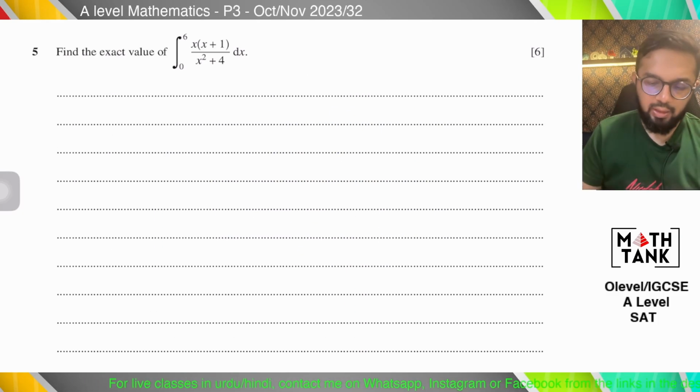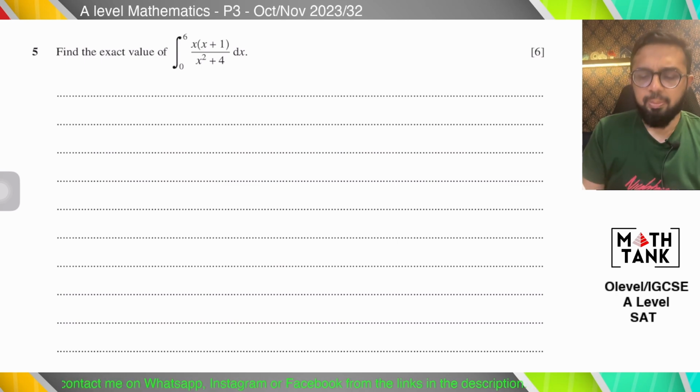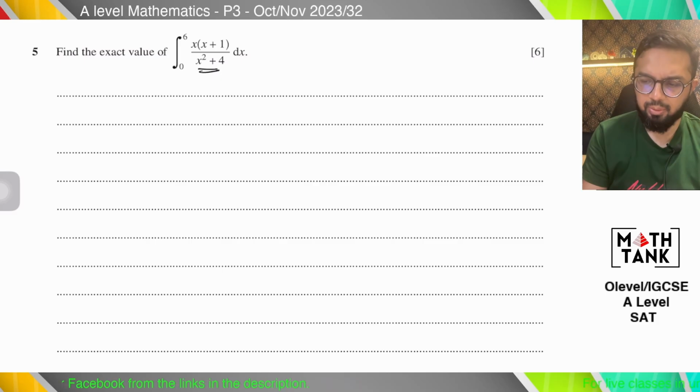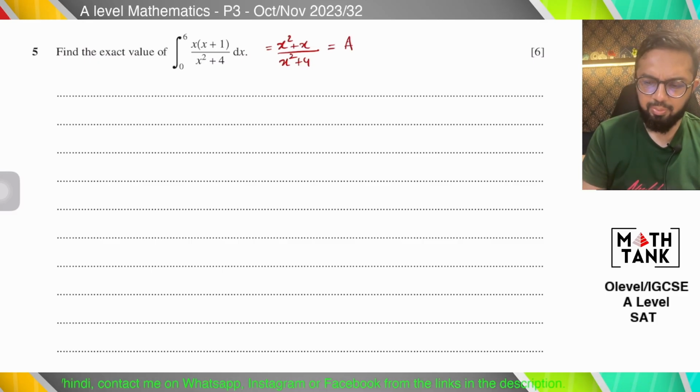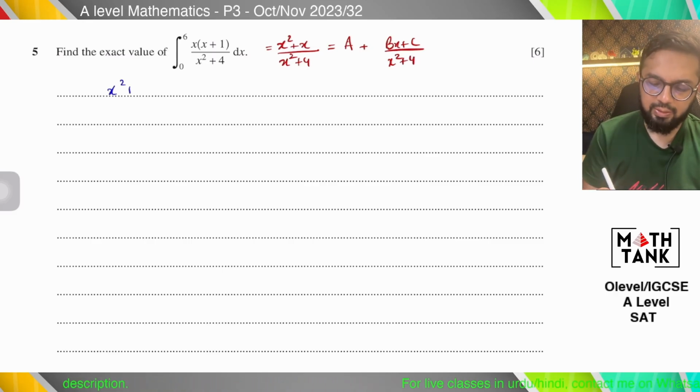Okay, then question number 5 says integrate this. Now, typically this is a question in partial fractions, but I don't have two factors in the denominator. But what I still see is that if I open up the numerator, it becomes x squared plus x over x squared plus 4, which means that it is an improper fraction. So I know that it's going to break up into a plus bx plus c over x squared plus 4. So I'm going to first try to do partial fractions on this.